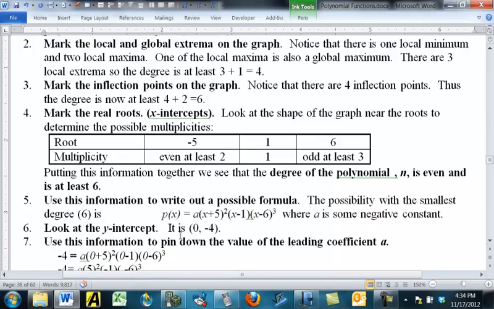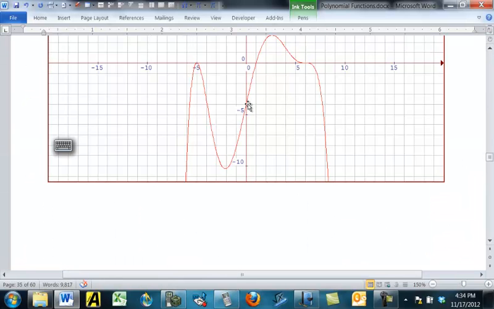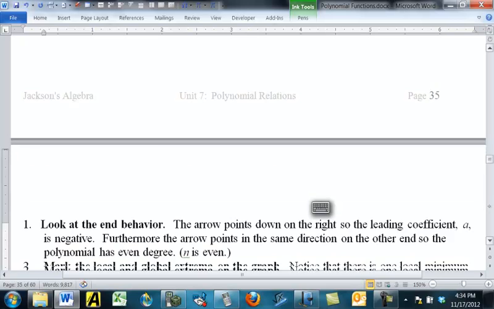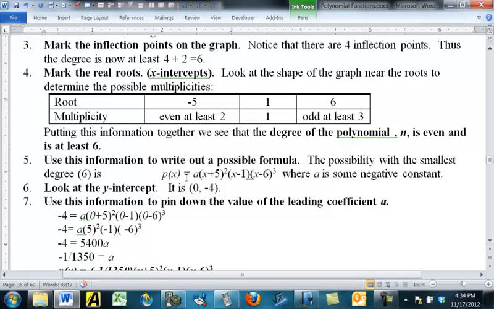Now how can we find a? Well, notice that the y-intercept is 0, negative 4. See that back on the graph? Right there, 0, negative 4. So that means I can plug in 0 for x and negative 4 for y. And you can see I've solved it here. This is 25 times negative 1 times negative 6 cubed. Multiply that out, you get 5,400. Divide that and simplify, you get negative 1 over 1350.